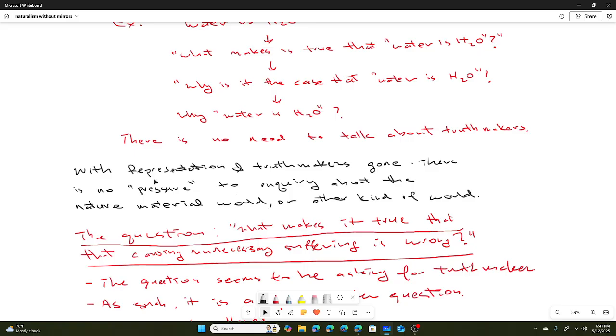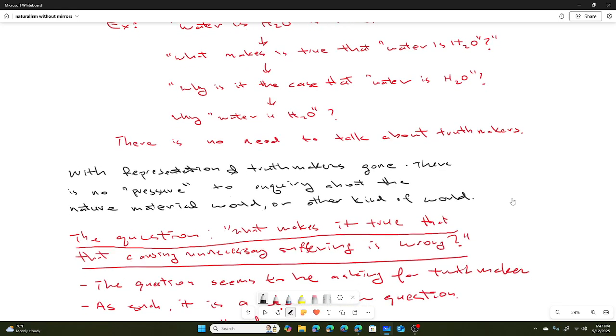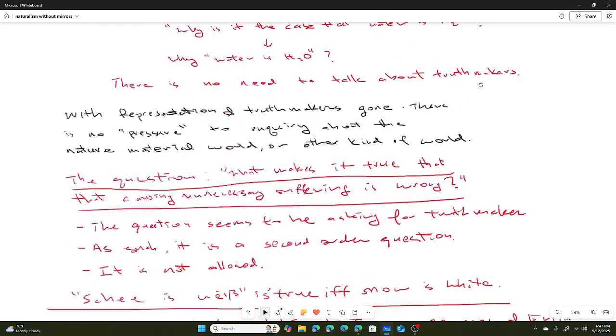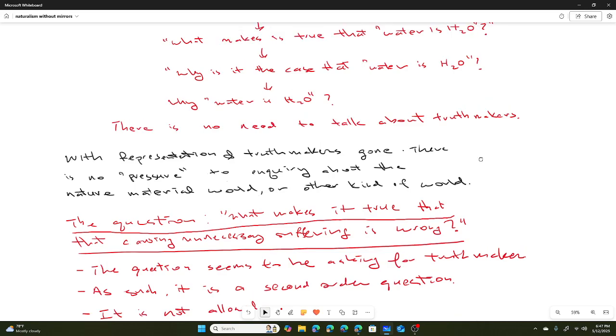With this notion of representation and truth maker gone, there is no pressure to inquire about the natural material world or other kinds of world, right? So if we don't talk about truth makers, if we don't talk about what makes a proposition true, these second order questions, there's nothing left to solve, according to the author.